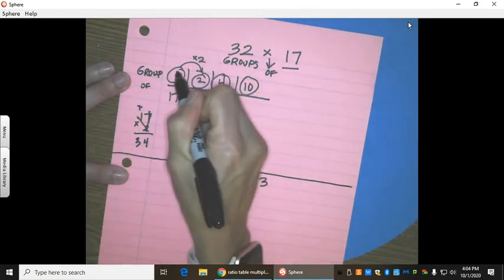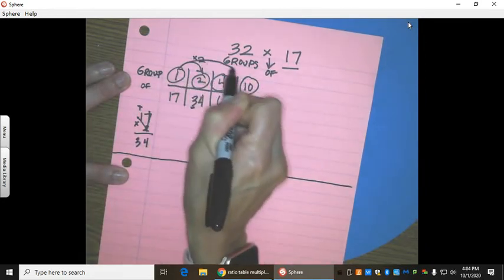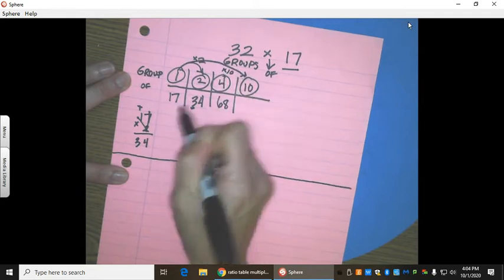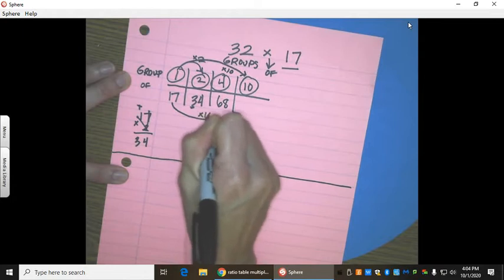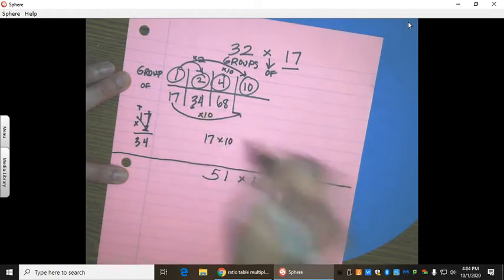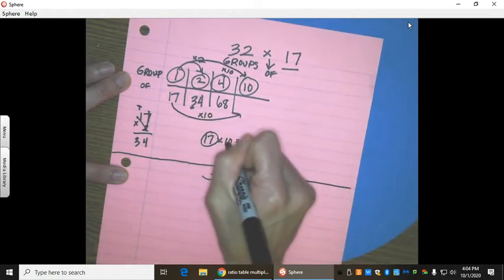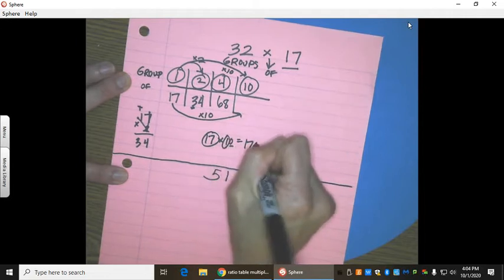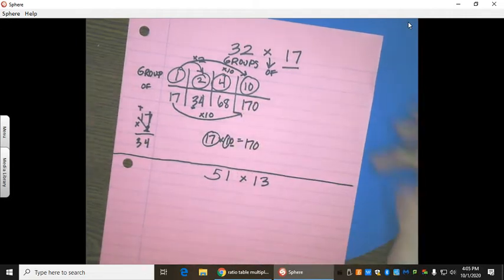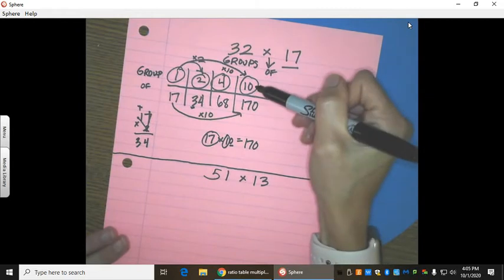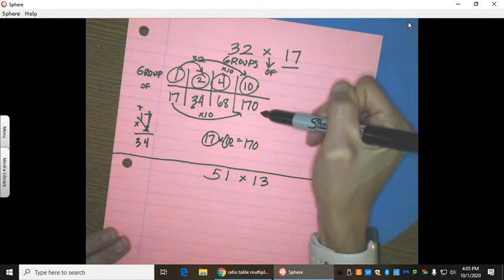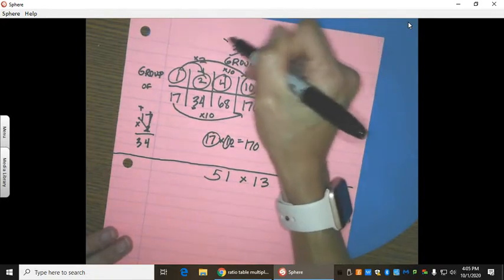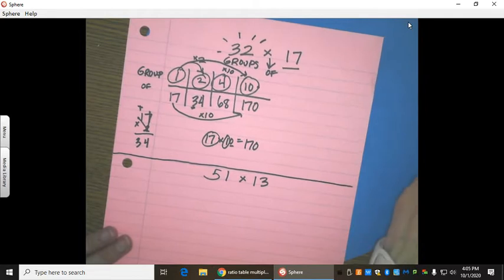So 10 groups, I like to look at one group and say, I'm going to multiply by 10. And so do the same thing down here. And then you would do 17 times 10. And that we can use our basic facts to help us get. 17 times 1 is 17 with a 0. So just to review, so far I've learned that 10 groups of 17 is 170. But I need to find out how many 32 groups of 17 is.